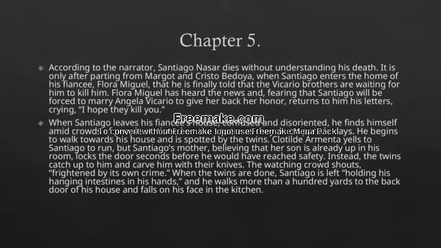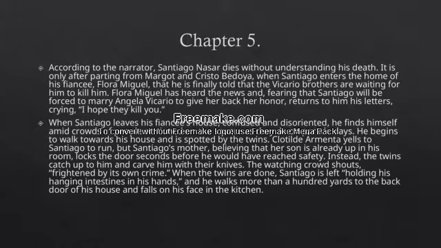When Santiago leaves his fiancée's house, confused and disoriented, he finds himself amid crowds of people stationed on the square, as they do on parade days. There are so many people gathered here in the town square. He begins to walk towards his house and is spotted by the twins.